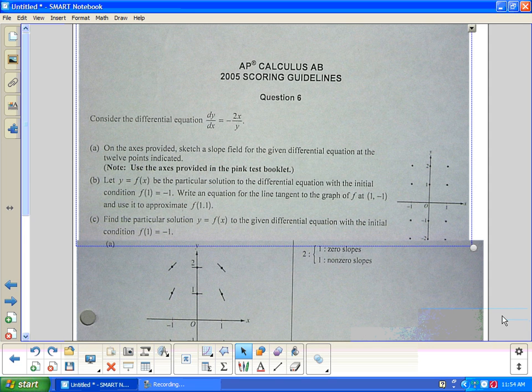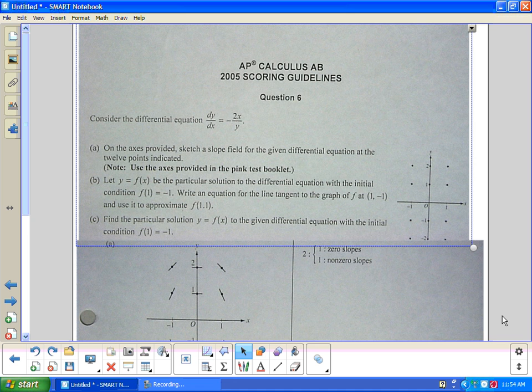So, 2005 AP free response. This is no calculator because it's question 6. It says, consider the differential equation dy/dx equals negative 2x over y. You should read this part and automatically know that one part of this question is probably going to be solved for y, with an initial condition, which means separation of variables. And we should think that just looking at it, but we read on.